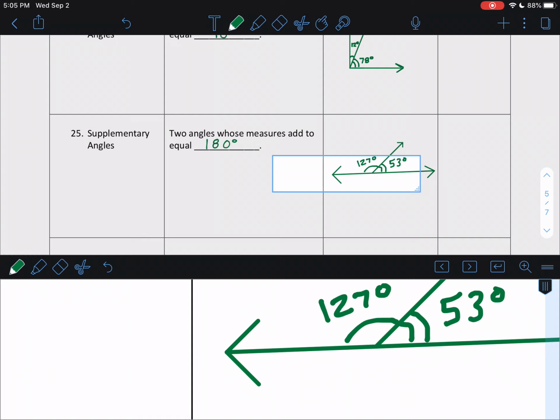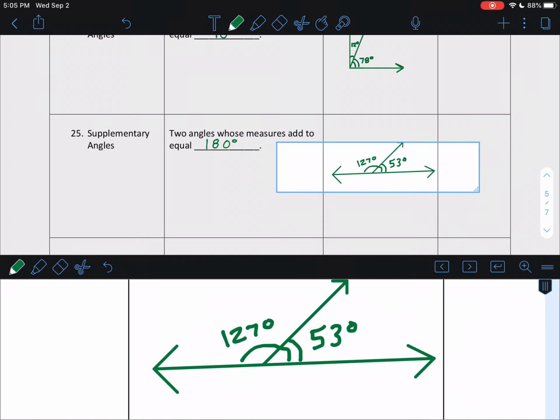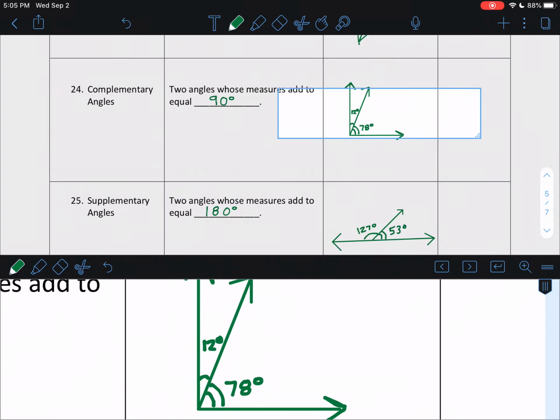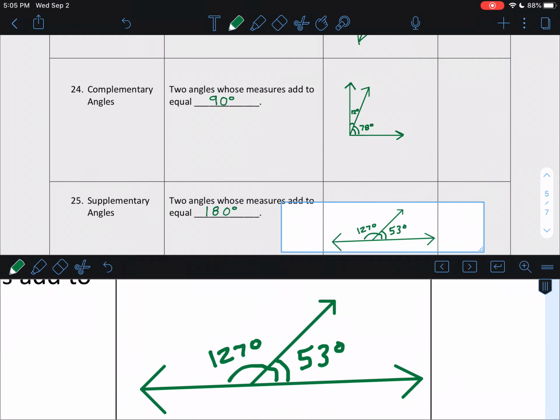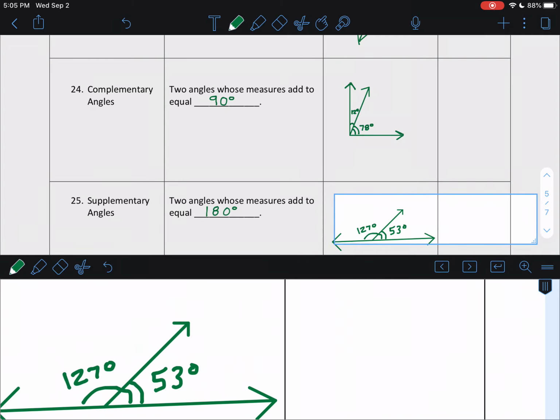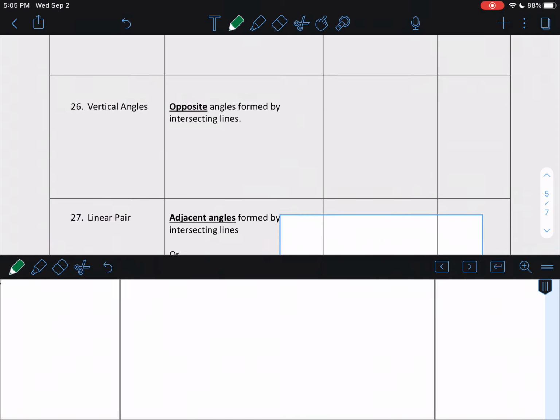So with supplementary angles, one of them will be acute and the other one will be obtuse. With complementary angles, both will be acute. But supplementary, you have one acute, one obtuse. Or supplementary could also be two right angles because 90 plus 90 is 180. The way to name it, there's no way to name it.